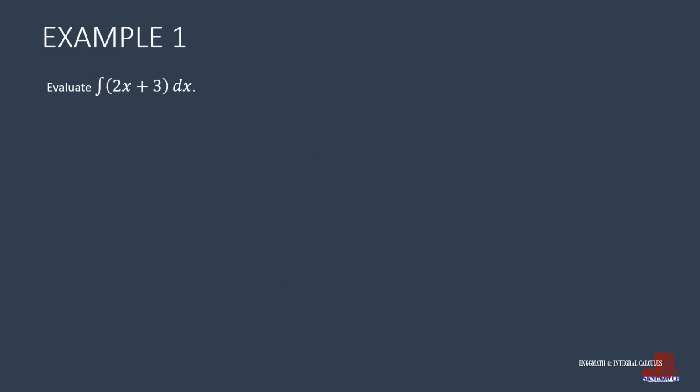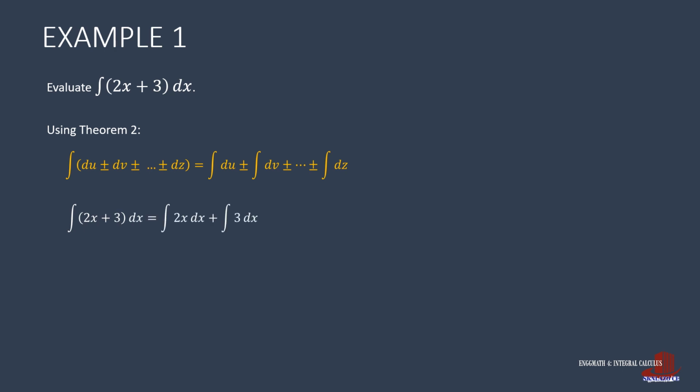An initial example to explain the theorems is to evaluate the integral of 2x plus 3 times dx. With two terms in the differential, use theorem 2 to take the integral separately. So the function becomes the integral of 2x dx plus the integral of 3 dx. With rational coefficients, use theorem 3 to extract them out from the integrand. So the expression turns into 2 times the integral of x dx plus 3 times the integral of dx.